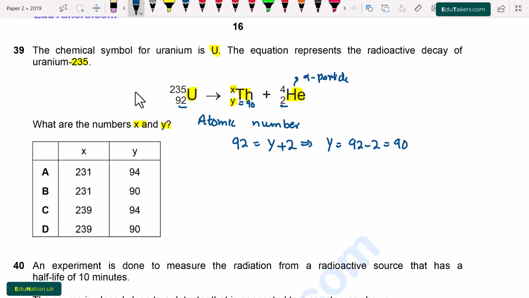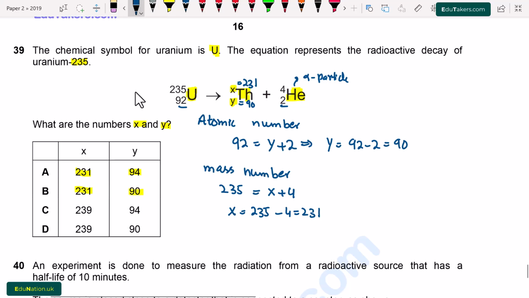Next, we find out the value of X by comparing the mass number on both sides. So, mass number on the left hand side is 235, which will be equal to X plus 4. So, the value of X will be 235 minus 4, which is 231. So, X is equal to 231. From here, we see the options. Option A 231 94, B 231 90. So option B is correct.